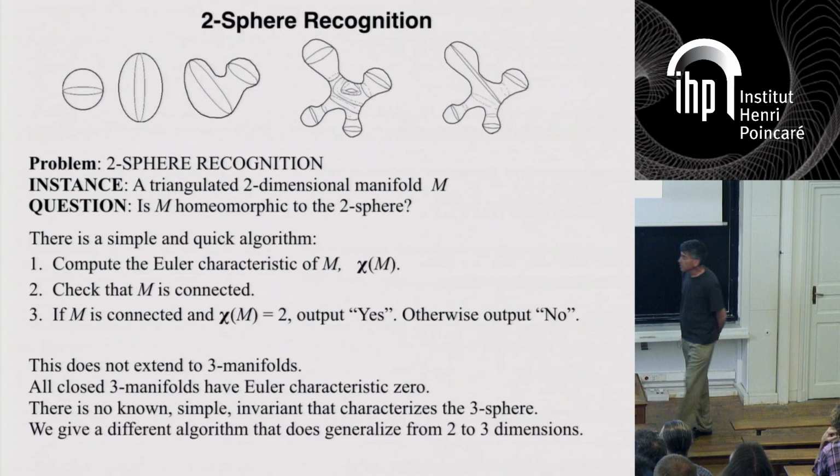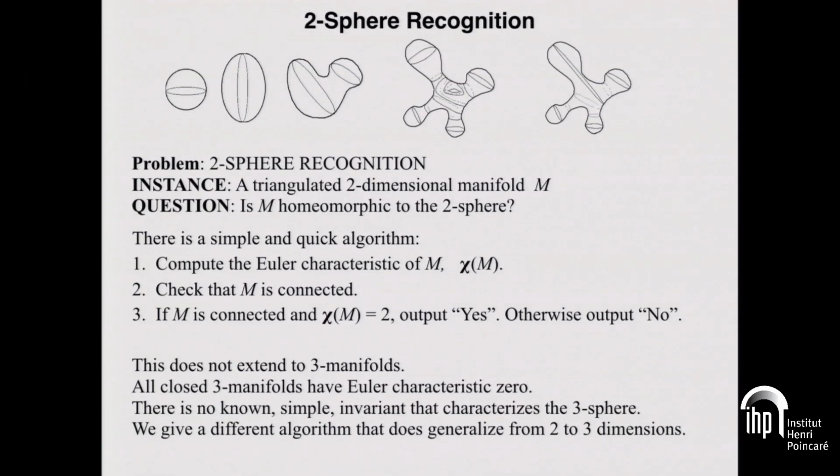Okay, so to understand the idea that led to the solution, let's step back and think about how we'd recognize a two-dimensional sphere. So if we have a two-dimensional simplicial complex, so we have a union of triangles with some of the edges identified in pairs, how can we tell if it's a two-sphere? Well, the simple way is just to check the Euler characteristic. If the surface is connected and its Euler characteristic is 2, then our algorithm will just output yes, and otherwise it will output no. So that's a simple algorithm, but unfortunately that doesn't generalize to higher dimensions. There's no known invariant of three-manifolds that distinguishes the sphere from other three-manifolds and that is computable.